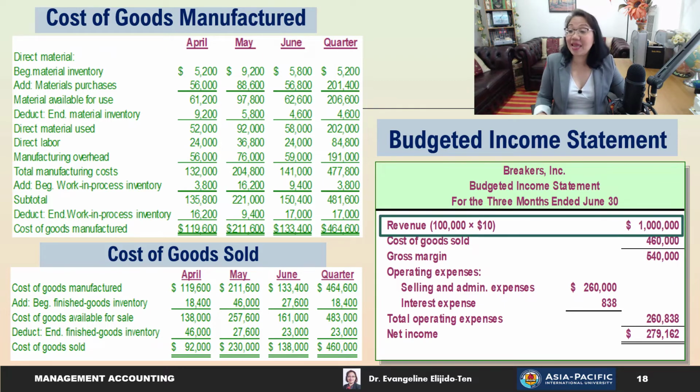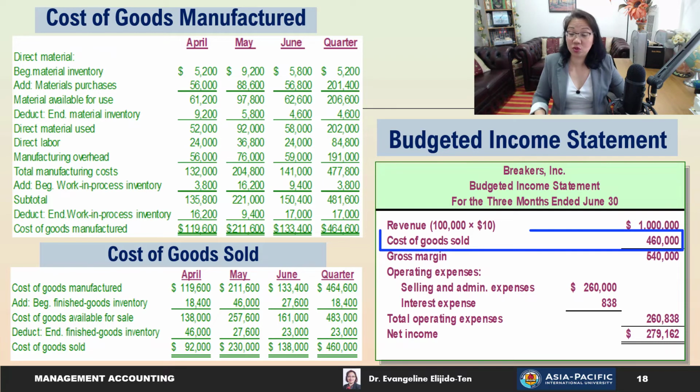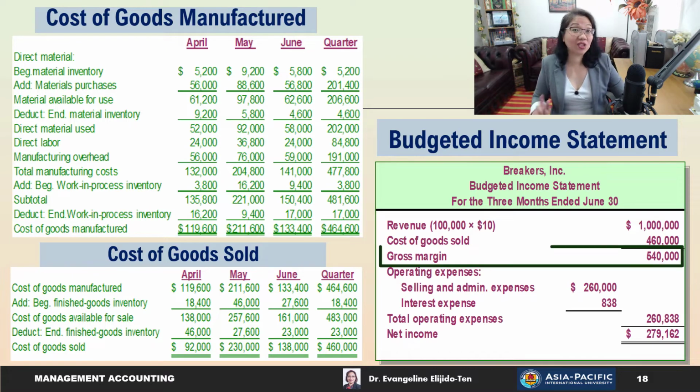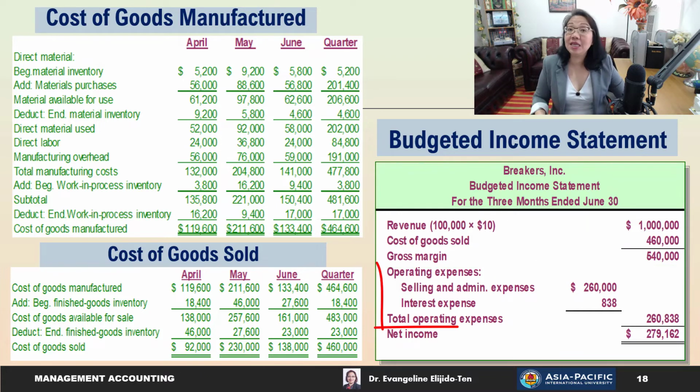The revenue is taken from, guess what, the sales budget. The cost of goods sold of $460,000 from the cost of goods sold schedule will be deducted from the budgeted revenue of $1 million to reach the budgeted gross margin of $540,000. The operating expenses are taken from the selling and administrative expense budget as well as the cash budget.